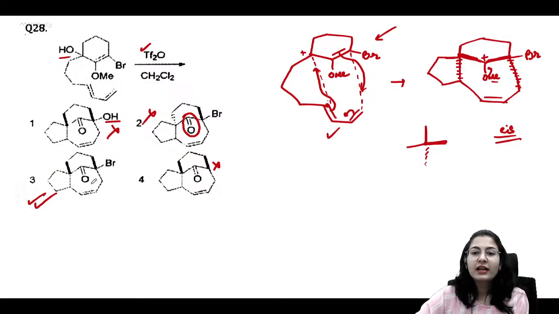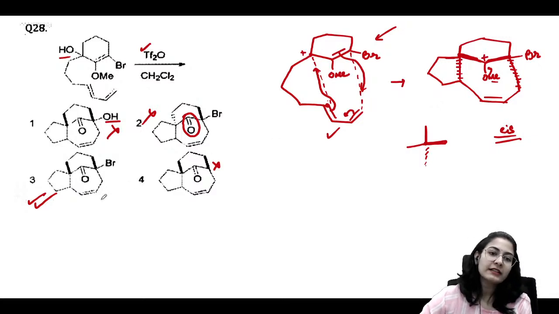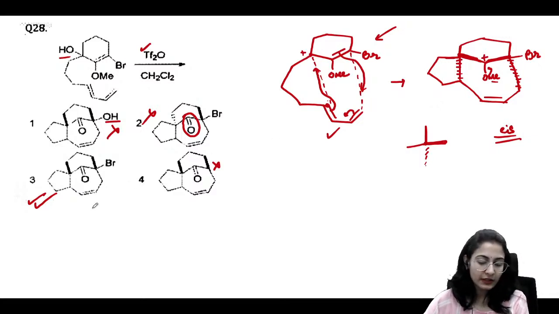Okay. Why is that so? Because we are forming a concerted mechanism. Diene को above रखो, dienophile को below रखो, and you will be able to understand from there. Got it? 3 is going to be the correct answer. Very simple question.